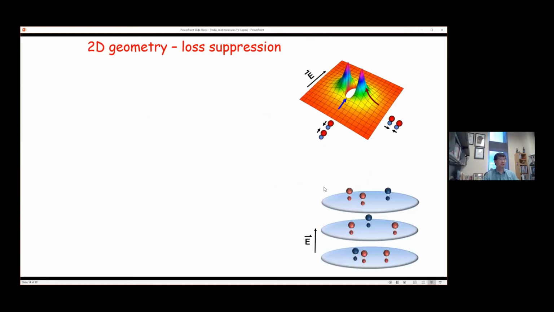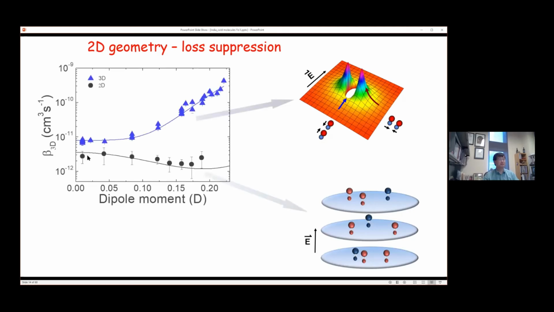If you study this, what you will see is that in 3 dimensions, as you increase the electric field, which increases the dipole moment in the lab frame, the loss rate increases tremendously, by 2 orders of magnitude, if you just increase the dipole moment by a factor of 2. And that's a big problem, right? It indicates there's huge loss. If I turn on the dipole moment, the molecules just get lost really fast.